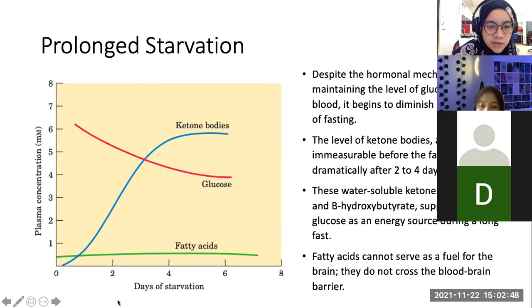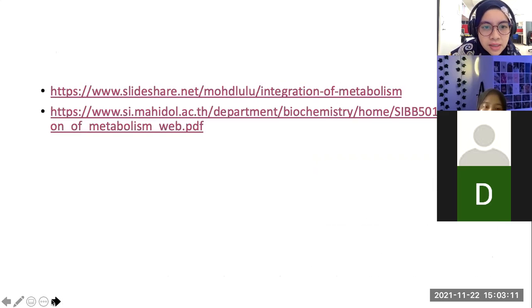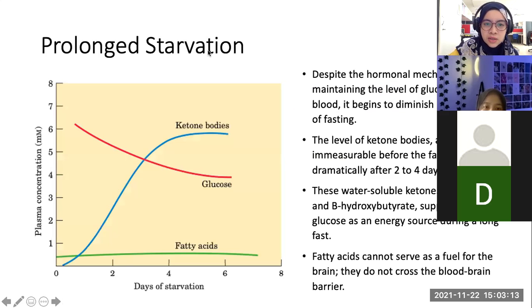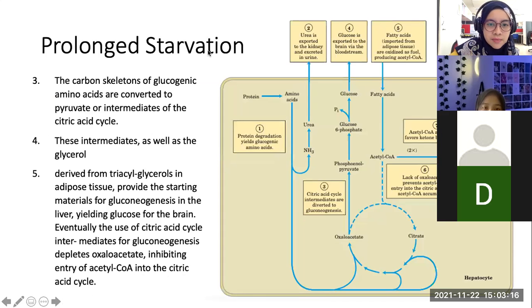So that's why after a few days of fasting, glucose level will continue to drop. And if we haven't eaten anything, the same goes for fatty acids. The level will be constant, but ketone bodies will increase. And vital organs will start to use ketone bodies instead of glucose. Alright, so that is all about integration of metabolism.